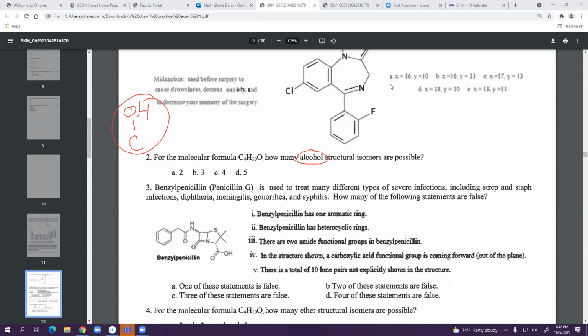Okay, did you get any of the answers? Yeah, I can do that. Should I stop sharing? Can you see this? Okay. So let's count the hydrogens.